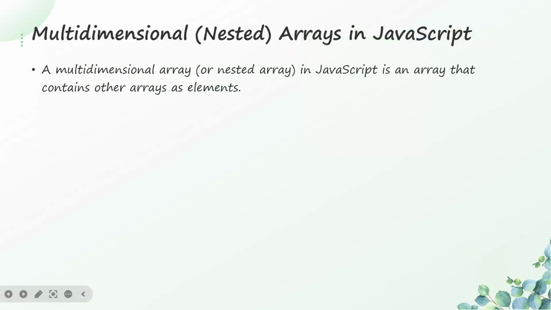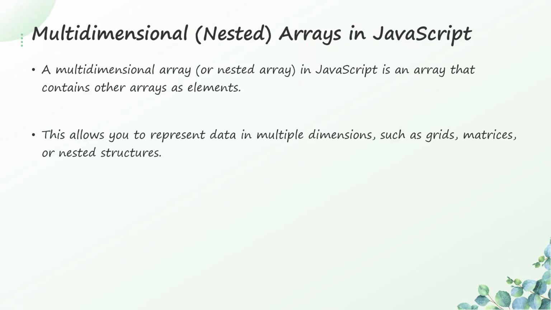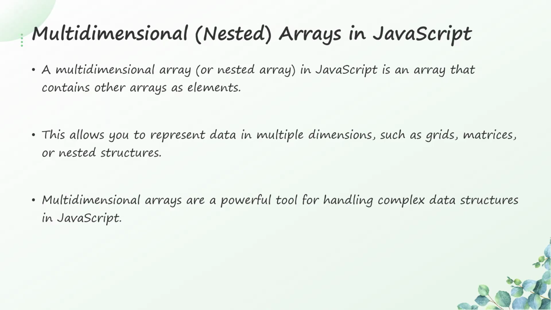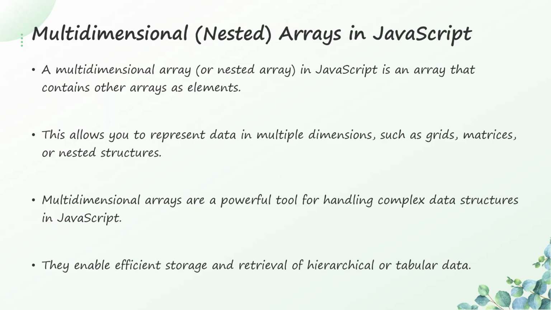So in JavaScript, a multidimensional array is an array that contains other arrays as elements. This allows you to represent data in multiple dimensions, such as grids, matrices, or nested structures. Multidimensional arrays are a powerful tool for handling complex data structures in JavaScript. When you have complex data structures and data containing data, objects, and stuff like that, you can use multidimensional arrays to sort it out. They enable efficient storage and retrieval of hierarchical or tabular data.